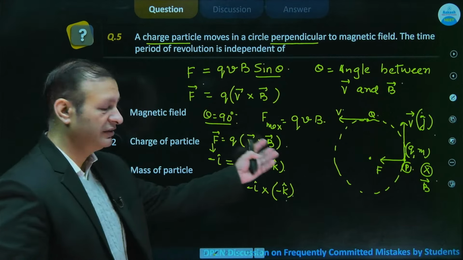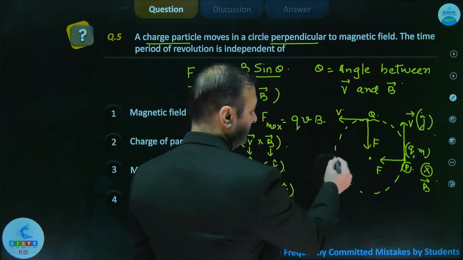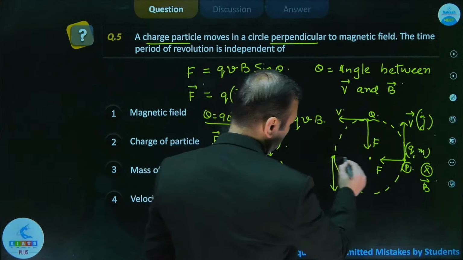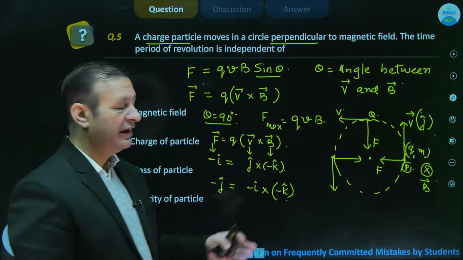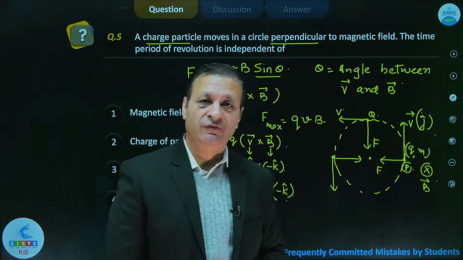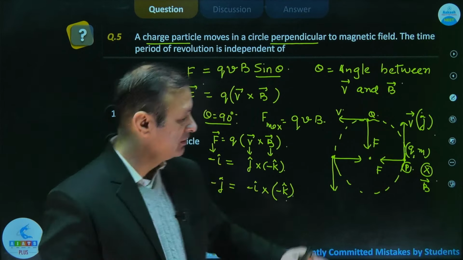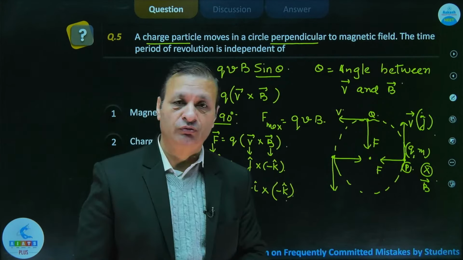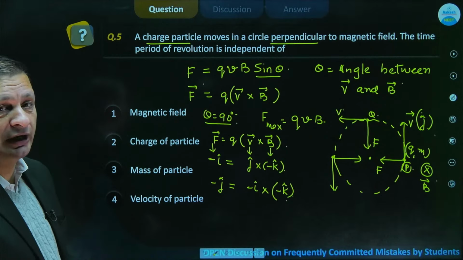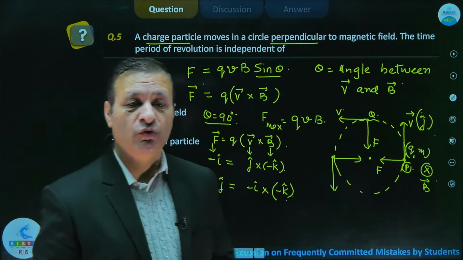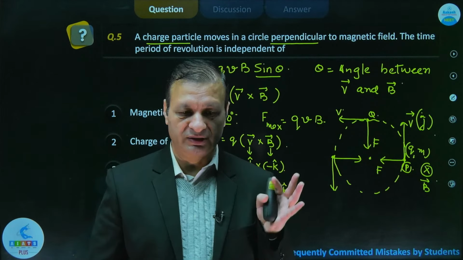So I hope you understand this cross product, and this is the direction of the force. Similarly, when you observe at this point, the direction of force would be like this. So what you are observing, at every point the direction of force is such that it gives you the change in the direction of the velocity, or it gives you the concept of circular path. So this maximum force QVB will provide you the necessary centripetal force to this charged particle. Got it or not? Any doubt from this part?